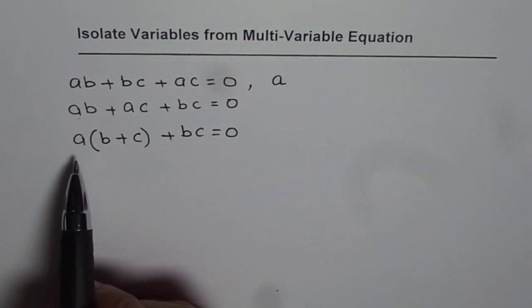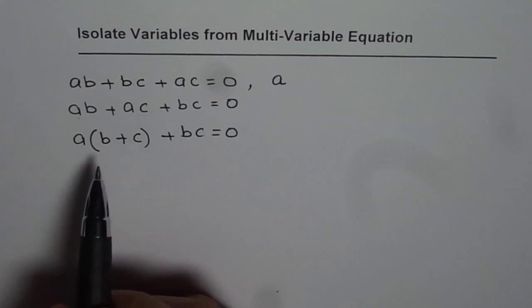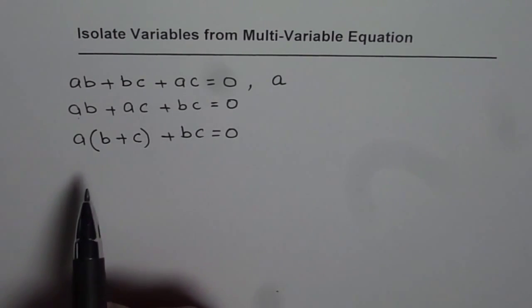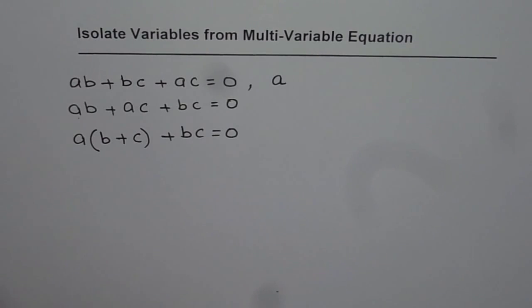So you see, there were two A's in the equation, and therefore it was kind of difficult to isolate A. Now since I have taken common factor, I am able to isolate A. Do you see that part? So that's the beauty of this step.